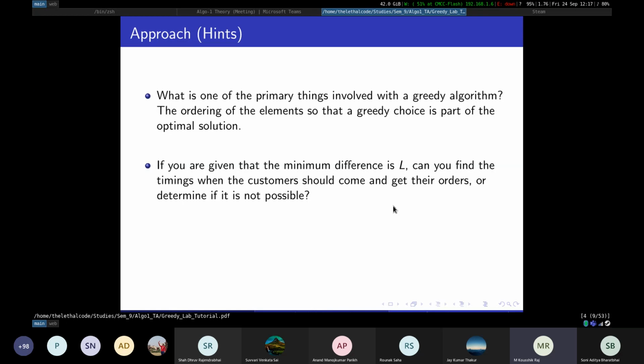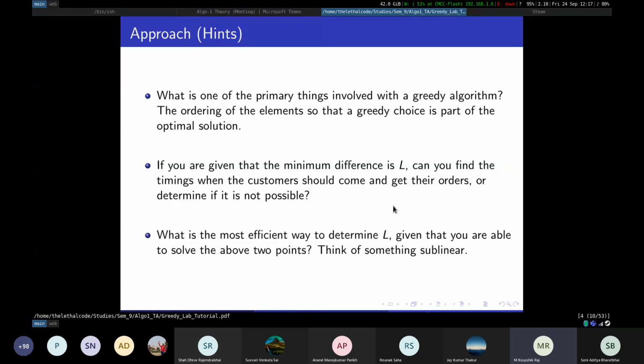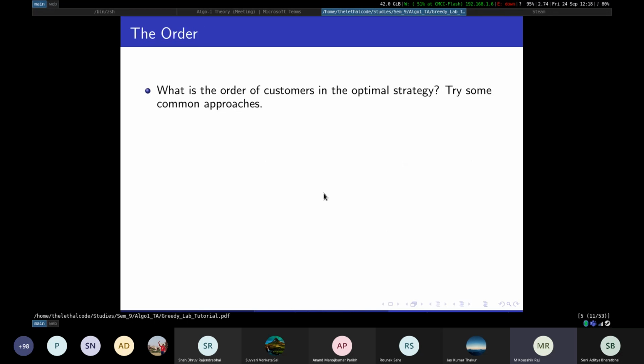So this is the second hint, and this is the third. As someone said, this is binary search. Since you can solve this for a given L, how will you find the L? You can obviously iterate through every L from 0 to M, but there is another way of doing it which is sublinear, and that is binary search. Now we'll go for the actual problem.